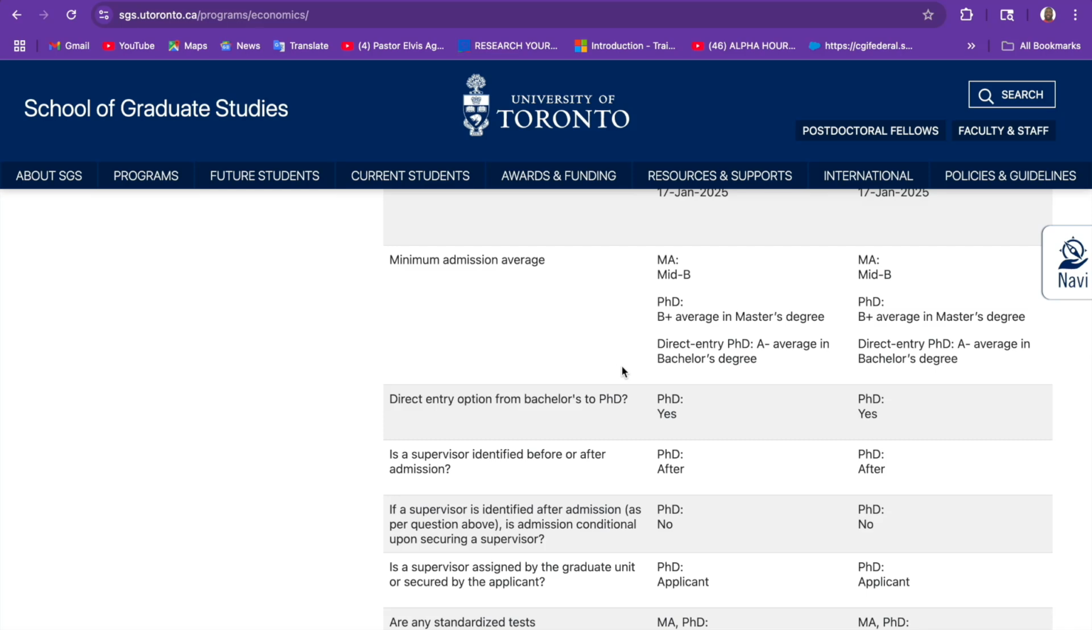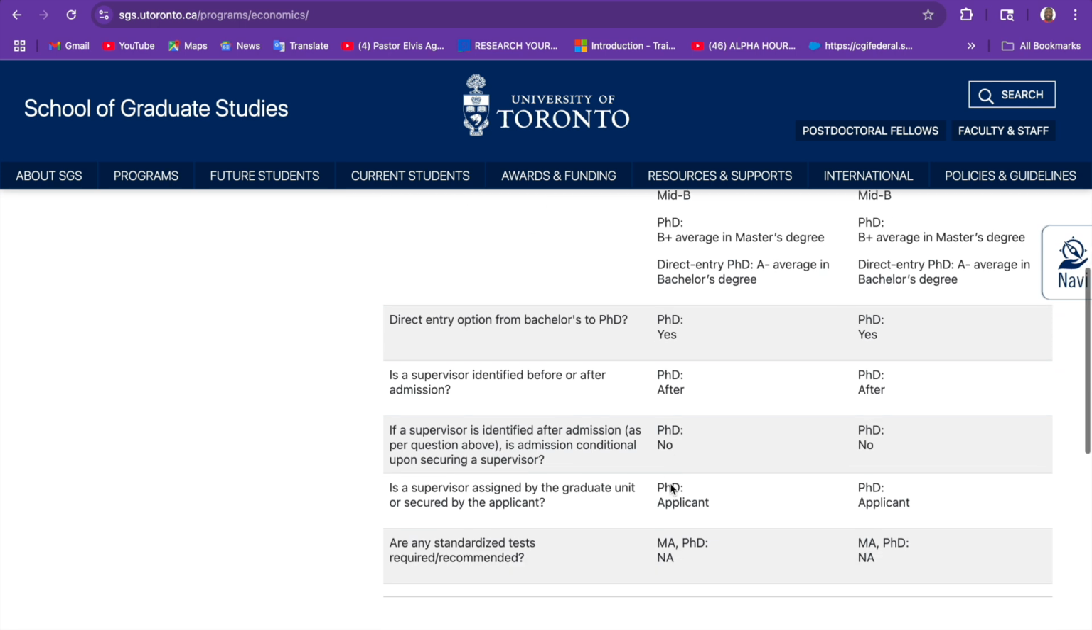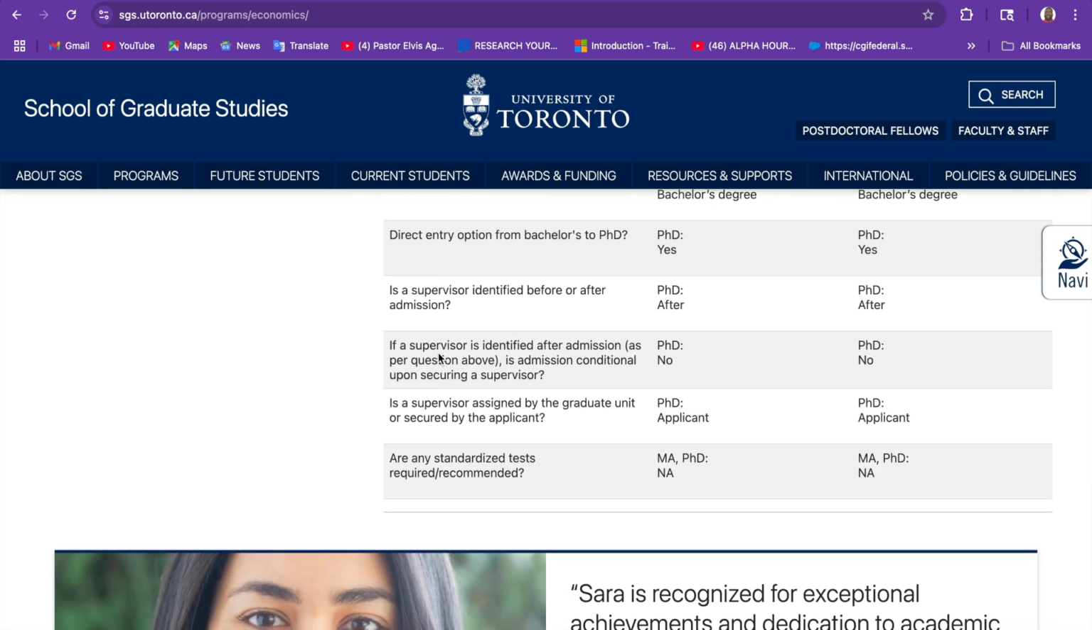I have already explained that. Yes for PhD. A supervisor identified before or after admission. Do I need to identify a professor before I apply? No. You just need a supervisor after you have gotten admission. So you don't need to worry about that in the application process at all. If a supervisor is identified after admission, as per the question above, is admission conditional upon securing a supervisor? No, you don't need any to get admission.